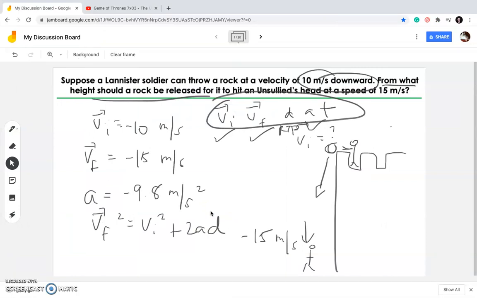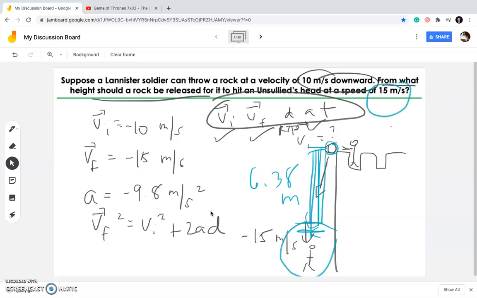Okay, the problem now tells us that this particular gap, let me change the pen color, this one. What it tells us is that the rock has to be 6.38 meters away from the head of the unsullied soldier for it to reach 15 meters per second by the end of its descent, right? So quite reasonable. 6.38 is actually a reasonable answer. So let's say you're taking an entrance exam and you end up with that kind of answer for this kind of question. It's not questionable.